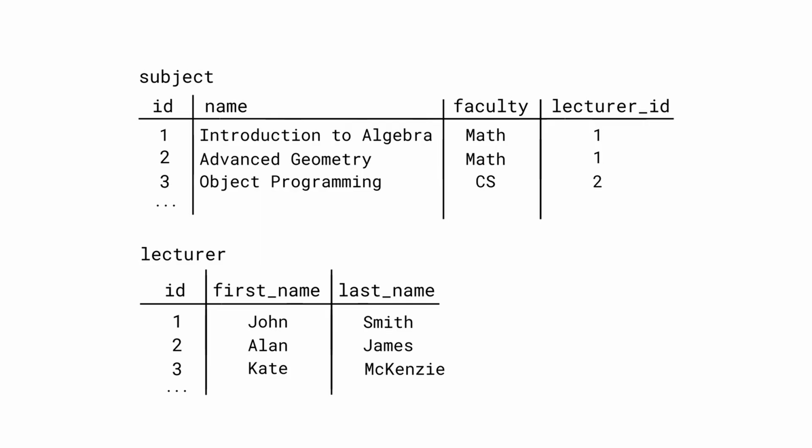Just like in a regular table, database tables have columns and rows. Columns describe the kind of data we expect. For subjects, the columns could be IDs, names, faculties or lecturers' IDs. Rows in turn represent sets of data. Each university subject will be expressed as a single row.